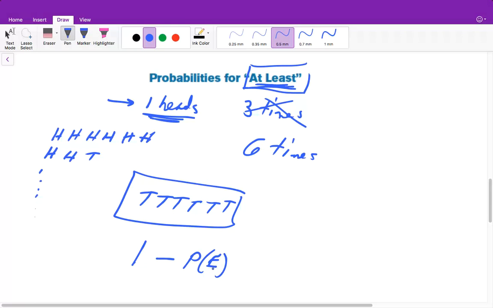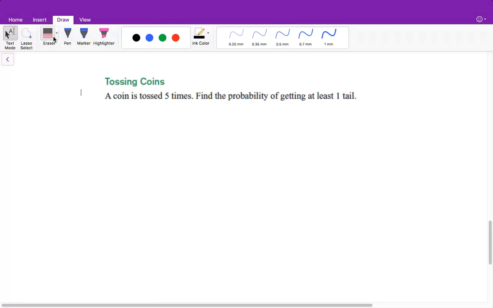All right, so let's go ahead and use this to solve some questions. It says a coin is tossed 5 times, find the probability of getting at least 1 tail. Before, like I said a second ago, I would have had you fill out your entire sample space, which is just way too much.